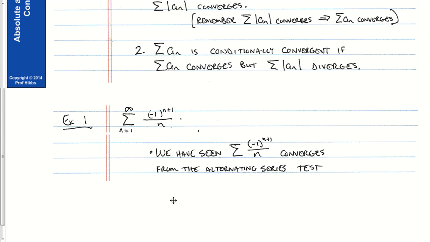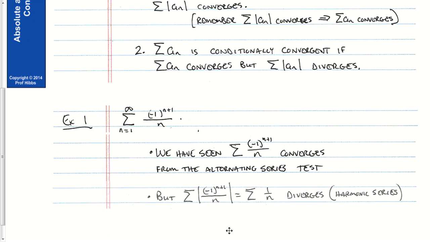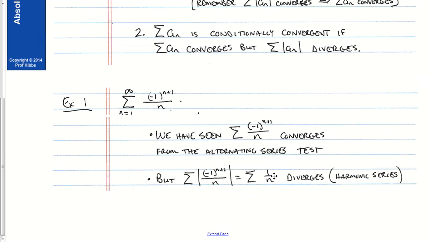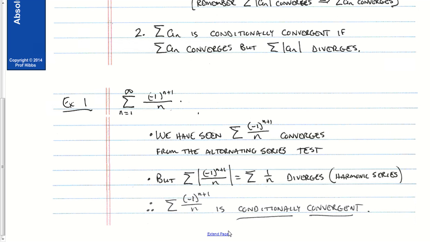Now, for the sum of the absolute values, all we're doing is making everything positive, and so that's just the sum of 1 over n, which is the harmonic series. That's the p series where p is 1, and that diverges. So since the series converges, but the series of the absolute values diverges, the series is said to be conditionally convergent.